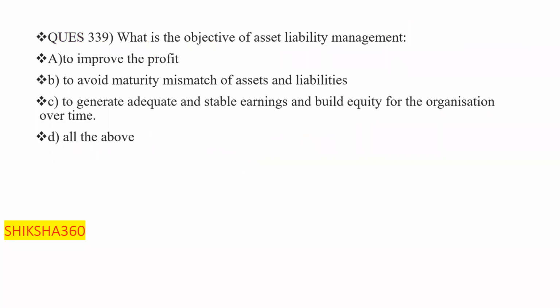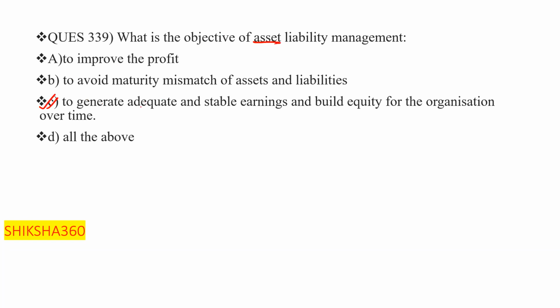So next, what is the objective of asset liability management? First one is to improve the profit. B option is to avoid maturity mismatch of assets and liabilities. C is to generate adequate and stable earnings and build equity for the organization over time. D option is all the above. So the main objective of this process is to generate adequate and stable earnings.